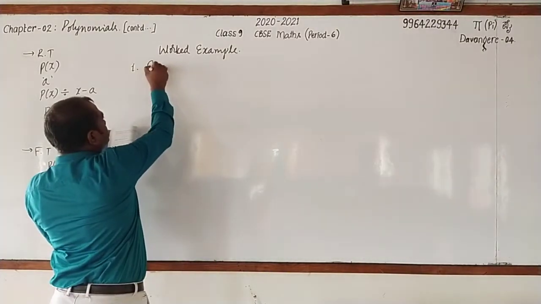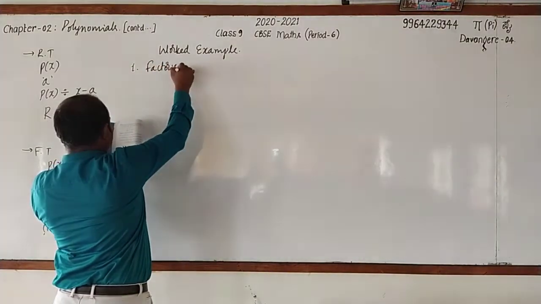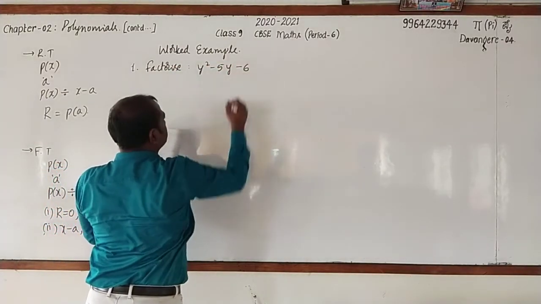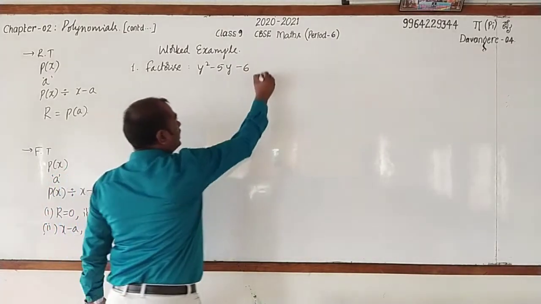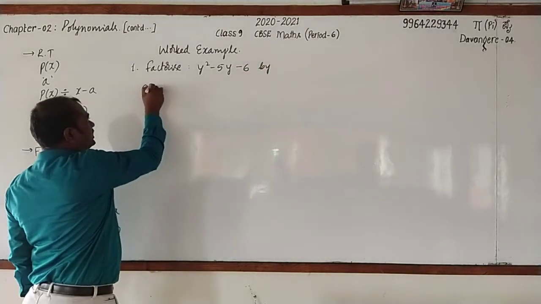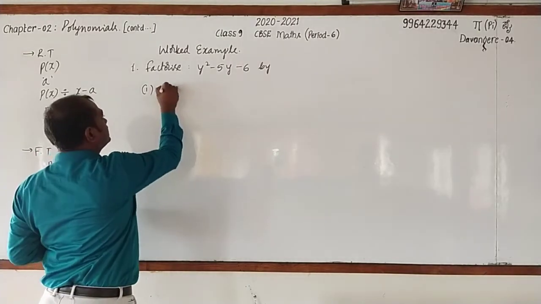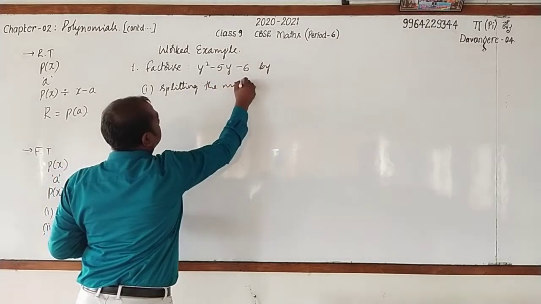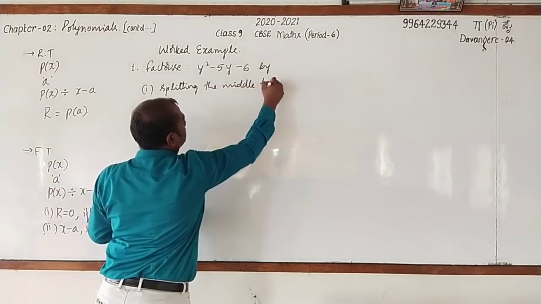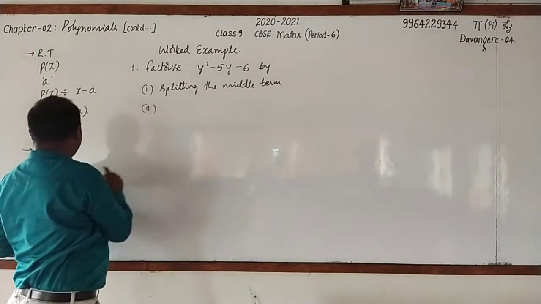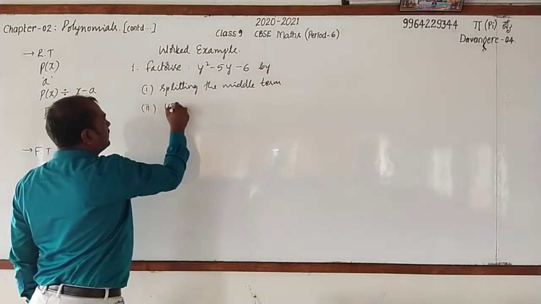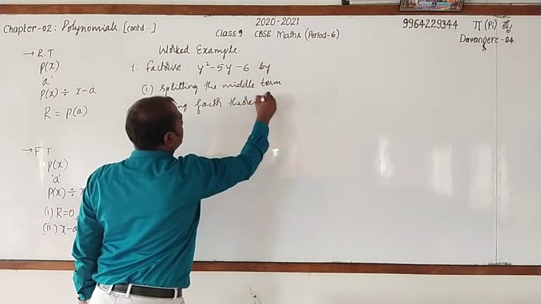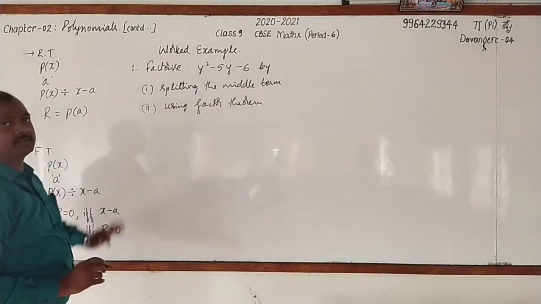The question is like this. Factorize y square minus 5y minus 6 by, here there are two methods. The first one is by splitting the middle term, and the second one is using the factor theorem. See, we are going to use both the methods for factorizing.